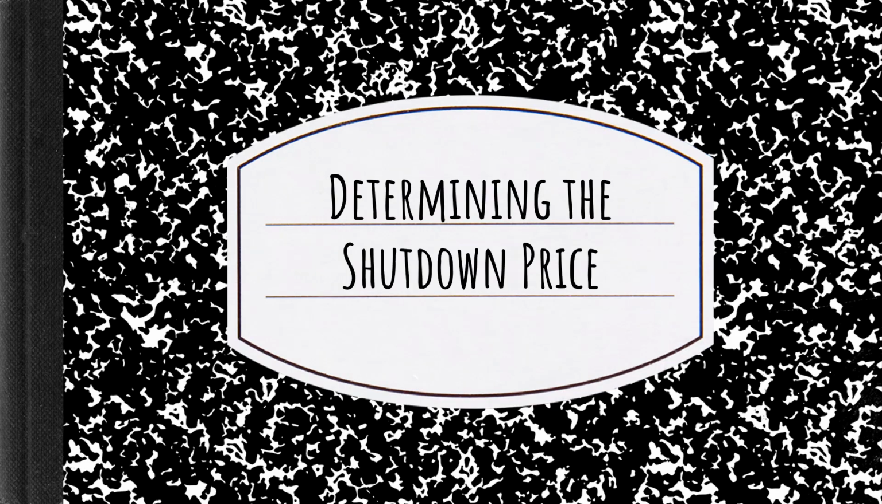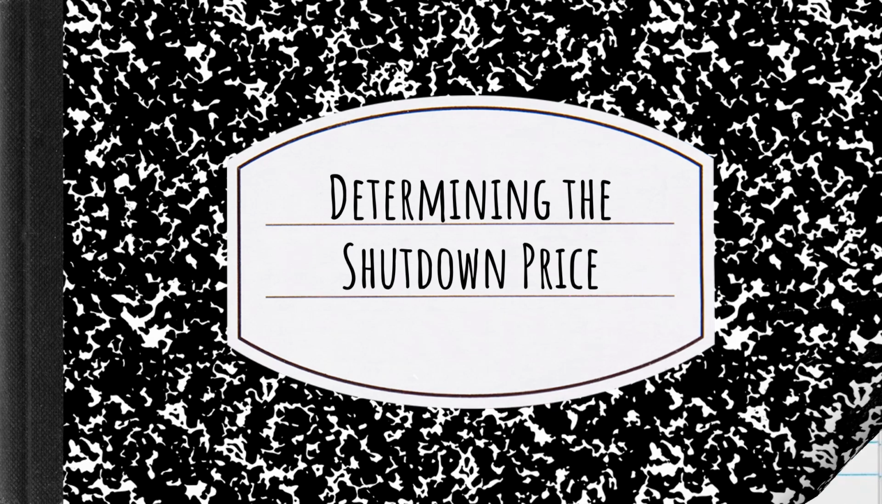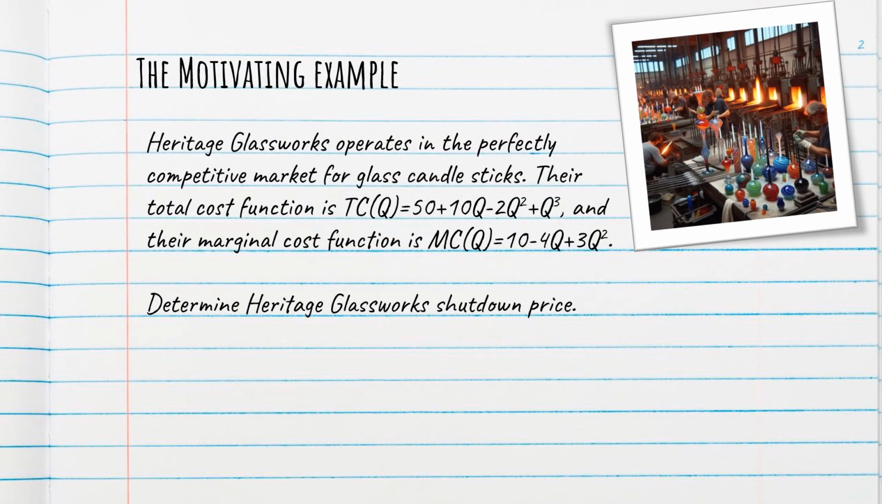In this short video, we're going to learn how to determine a firm's shutdown price. Let's suppose that Heritage Glassworks operates in the perfectly competitive market for glass candlesticks. Their total cost function is 50 plus 10q minus 2q squared plus q cubed, and their associated marginal cost function is 10 minus 4q plus 3q squared. Our goal is to determine Heritage Glassworks' shutdown price.